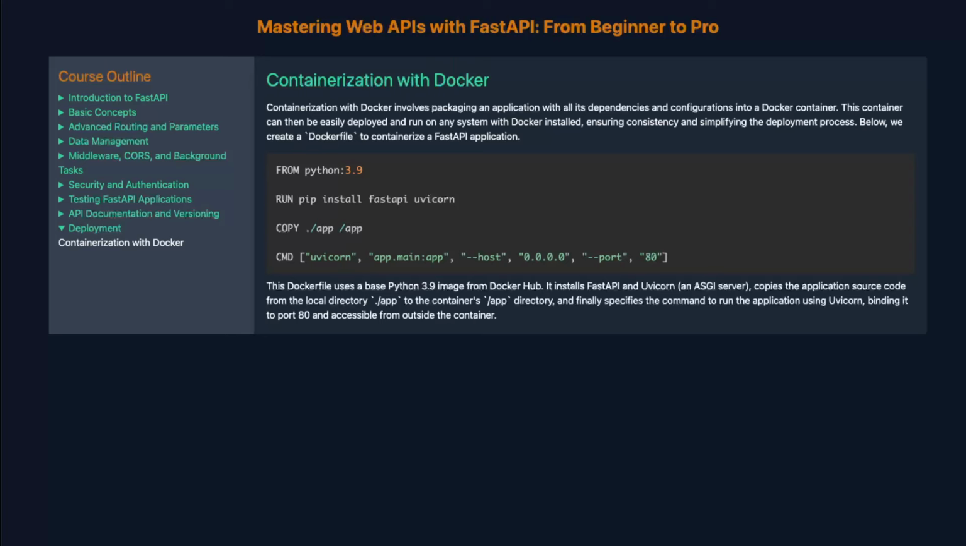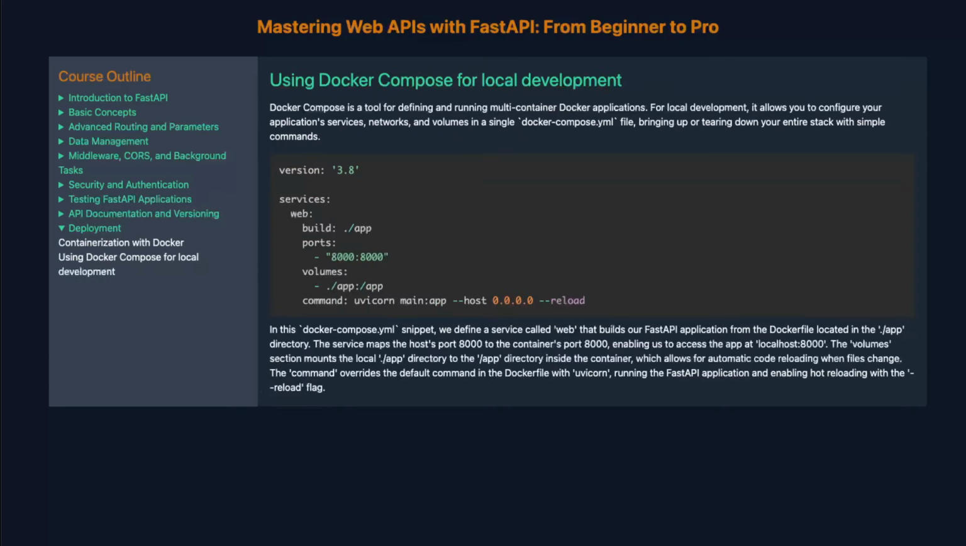This Dockerfile uses a base Python 3.9 image from Docker Hub. It installs FastAPI and Uvicorn, an ASGI server, copies the application source code from the local directory ./app to the container's /app directory, and finally specifies the command to run the application using Uvicorn, binding it to port 80 and accessible from outside the container. Using Docker Compose for local development.